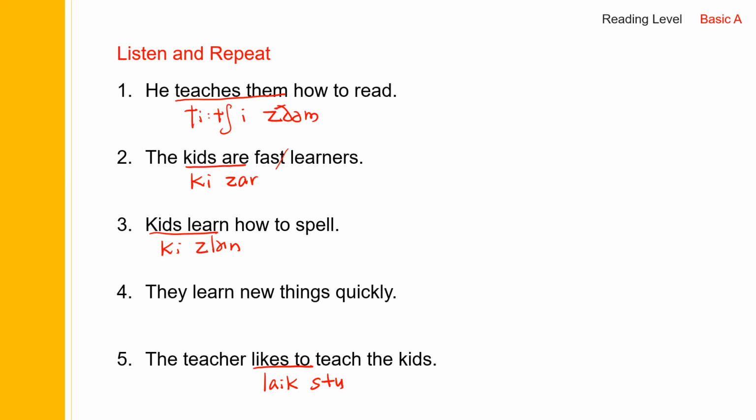Okay, let's read the sentences one more time. He teaches them how to read. The kids are fast learners. Kids learn how to spell. They learn new things quickly. The teacher likes to teach the kids.